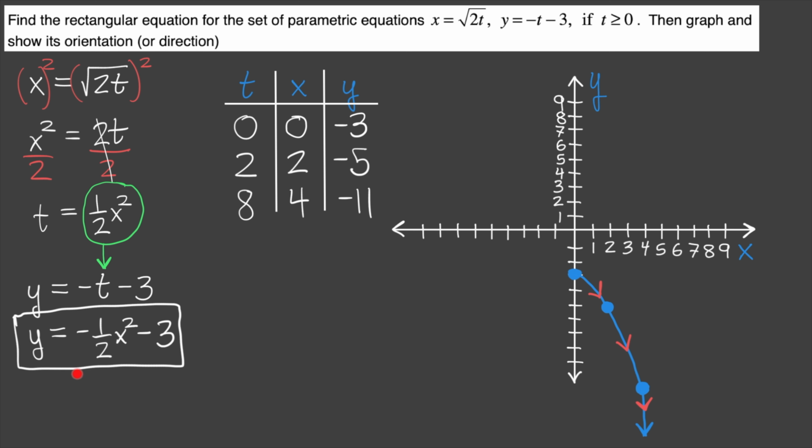So here is our rectangular equation of these two parametric equations, along with a graph that describes it, with the direction noted by the red arrows here.